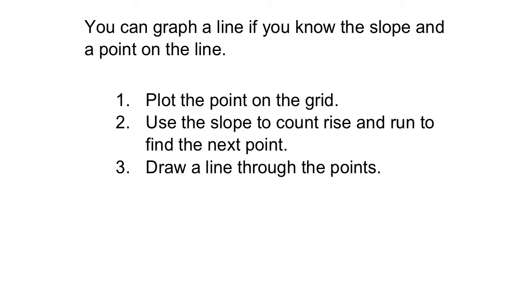So here are some things to keep in mind as we go through this lesson. You can graph a line if you know the slope and a point on the line. There are 3 steps to follow. First, plot the point on the grid, so use the coordinates to plot the point. Second step, use the slope to count rise and run to find the next point. And now that you have 2 points, third step, draw a line through the points. So that's the process that we're going to follow in the next examples.